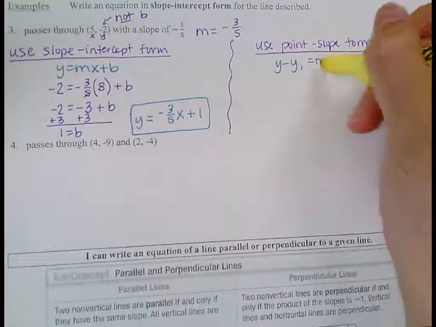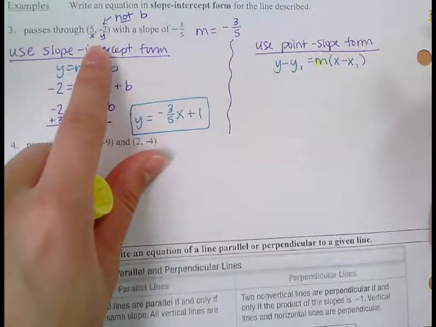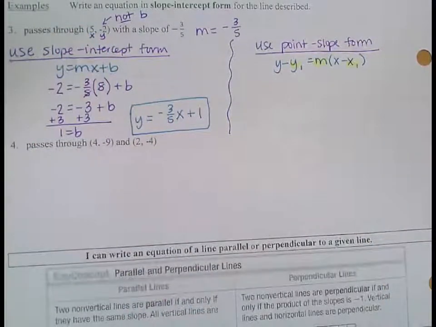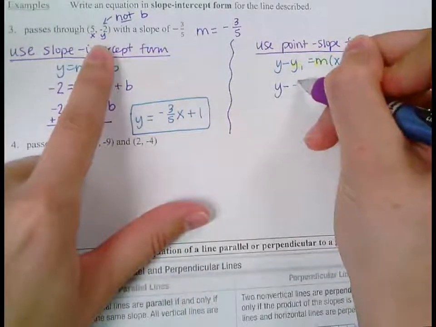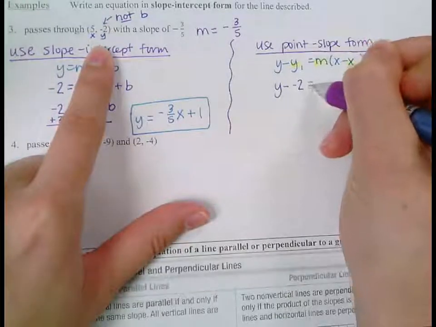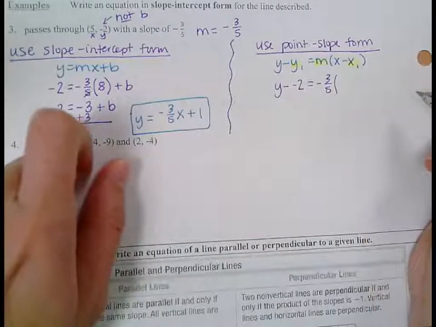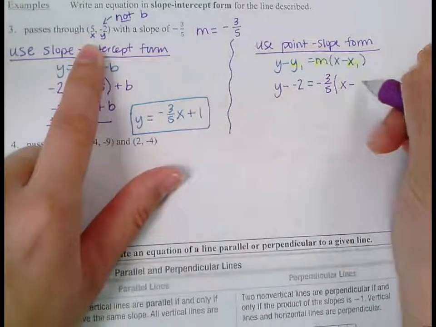So I replace the m with the slope, and then the x and y from my coordinates go in place of the x sub 1 and the y sub 1. So I have y minus, the y coordinate is -2, equals m is -3/5 times the quantity x minus, and x sub 1 is the x coordinate, which is 5.